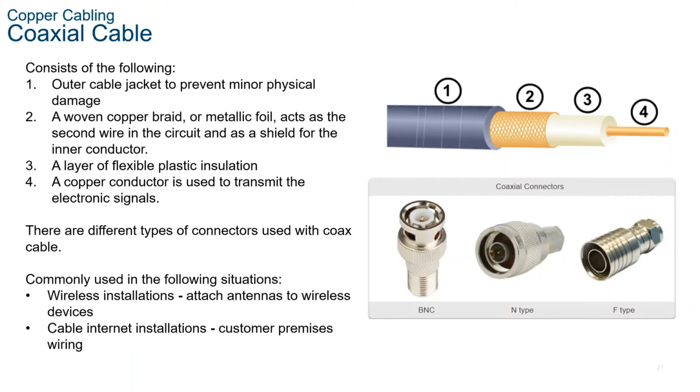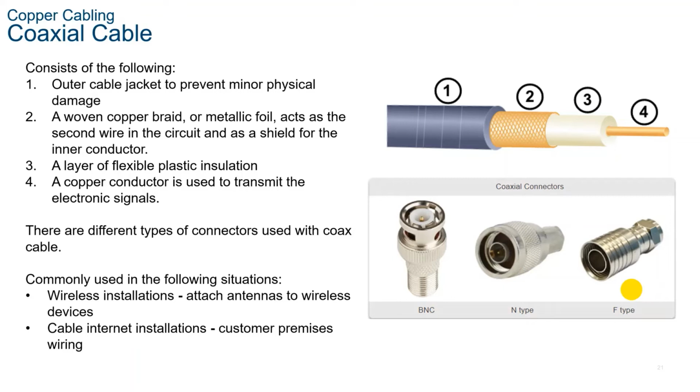Now, although UTP has essentially replaced coaxial cable in modern Ethernet installations, the coaxial cable design is used in the following situations. First, wireless installations. Coaxial cables attach antennas to wireless devices. The coaxial cable carries radio frequency energy between the antennas and the radio equipment. So that is where we use coaxial cable, in wireless installations.